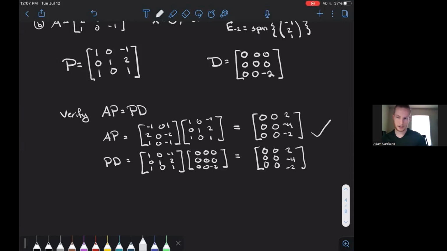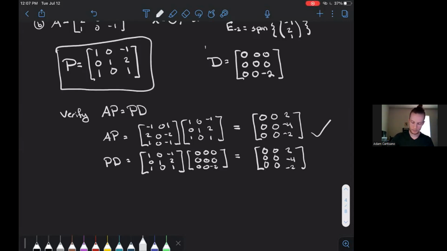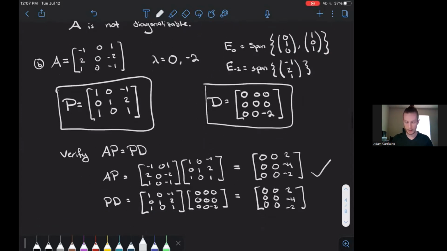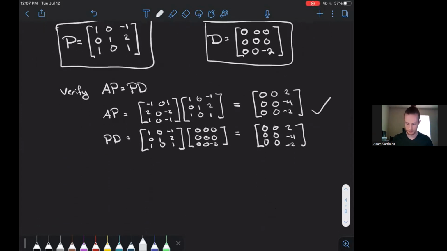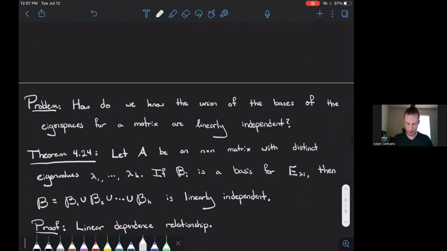Okay, diagonalizing a matrix is the process of finding these two matrices, P and D. Once you've done that, you've proven that A is similar to D. Okay, great. A is similar to a diagonal matrix, right? Great.